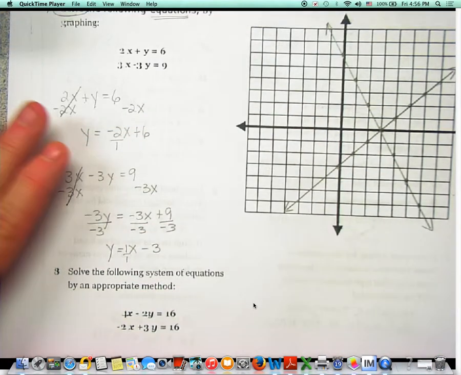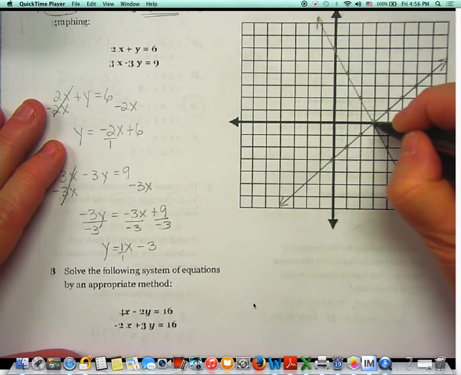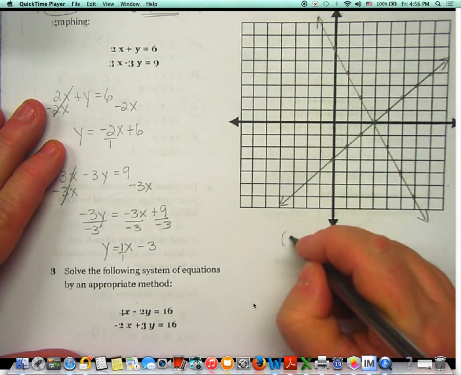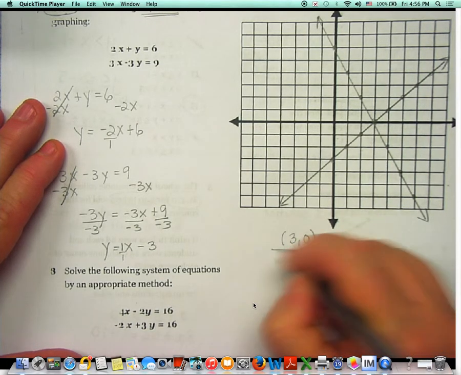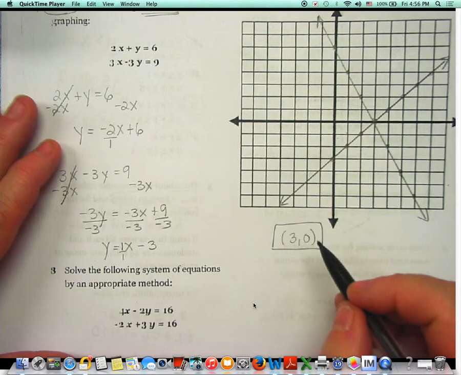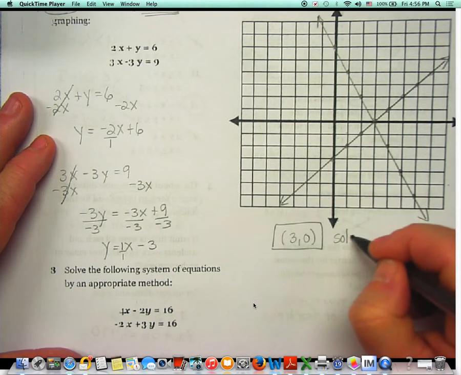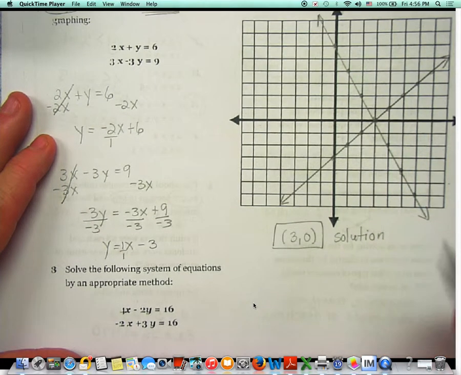The intersection where the lines cross is this point right here, which is 3, 0. So my solution is 3, 0, and I've got to write this down and indicate that it is the solution.